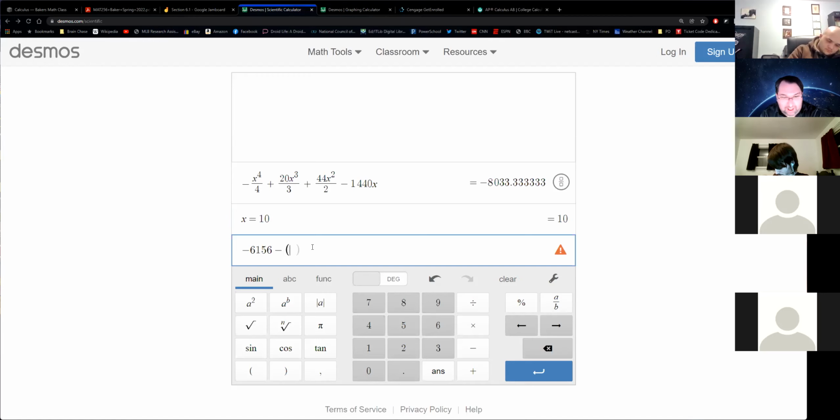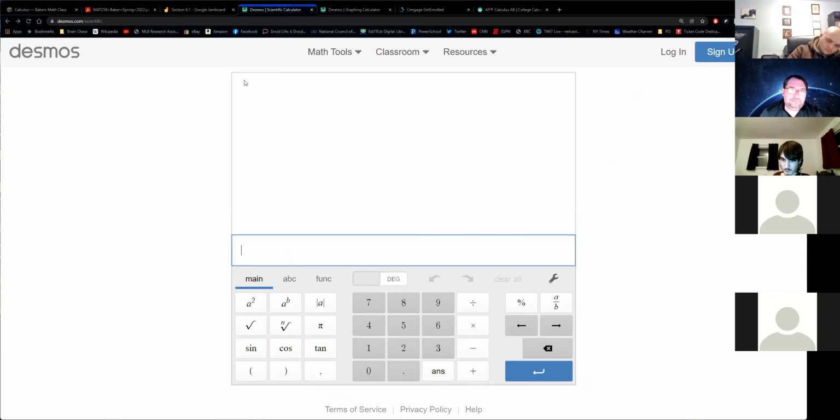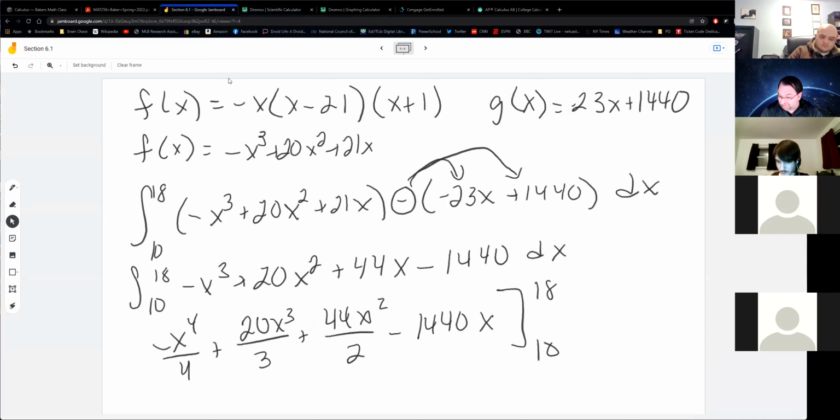And then we got negative 8033. Hitting back kind of clears your screen, so you have to type it all over. You plug them both into Desmos, do the subtraction right on the screen, which saves you a step, and the answer ends up being 1877.